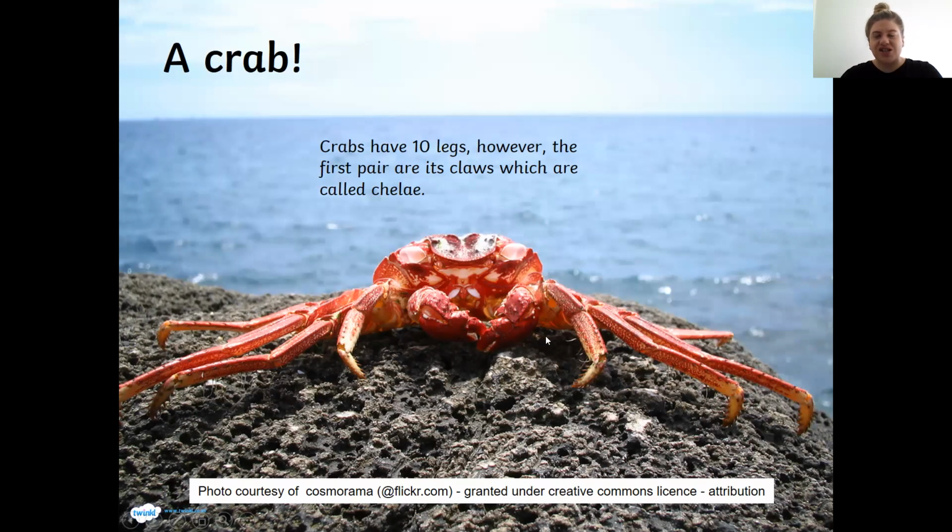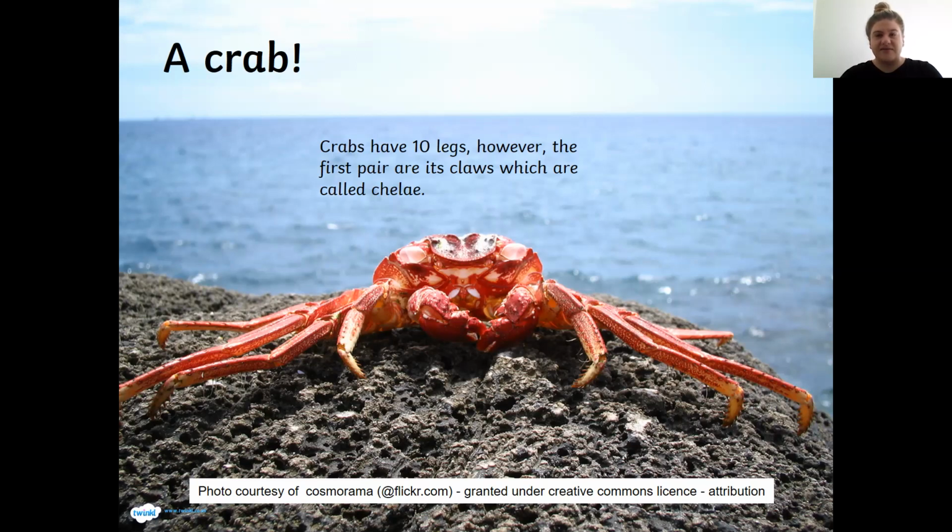And crabs actually walk sideways. And they tend to live on the sand or in caves. And they like to hide because when the sun gets very hot, it burns them. And they can't survive unless they've got shelter.